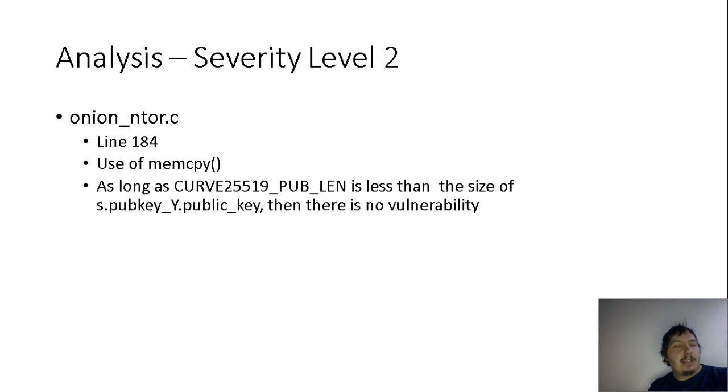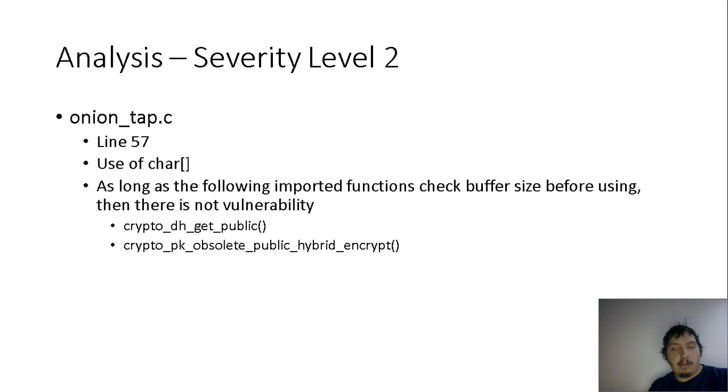It's actually fine right above it, but I don't remember all the details off the top of my head. I didn't think to write them down. Onion tab.c. As long as those two functions check the buffer size, he complained about buffer size before this being used, and there's not a vulnerability. And from what I saw, in almost all cases, they did check the buffers at some point.